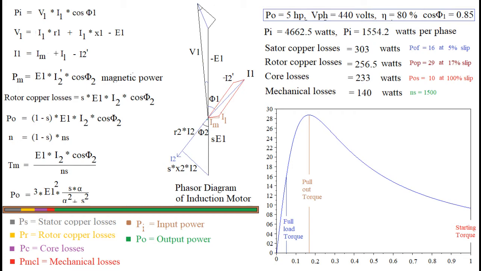Voltage V1 on phasor diagram could be resolved into three components. These three components are shown in next equation on slide. These three components are stator resistance drop, stator leakage reactance drop, and remaining voltage that is equal and opposite to stator induced EMF. Similarly, current I1 may be resolved into three components that could be seen on phasor diagram.